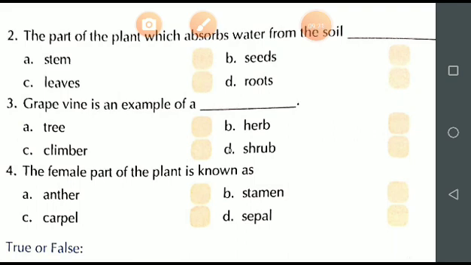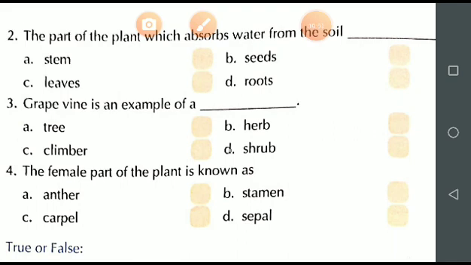First option is given, tree. Do you know, student, what are trees? Plants that grow tall and big and have a hard thick stem are called trees, and their stem is known as trunk. So option A, tree, is not the right answer.